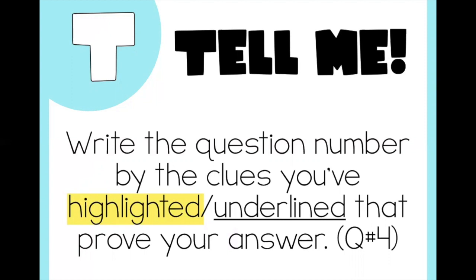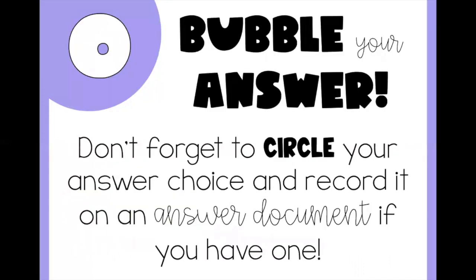That is tell me. And then last but not least, this one is super easy, but some of us always forget. O is for bubble your answer. So O looks like a bubble. That's why it's O. Bubble your answer. Don't forget to circle your answer choice and record it on an answer document if you have one. We don't always have an answer document when we do passages, but just remember to mark it on your answer document very carefully. Make sure that all of the questions are lining up. Just don't forget to tell me which answer you choose. You would be surprised that happens a lot more than you might think.